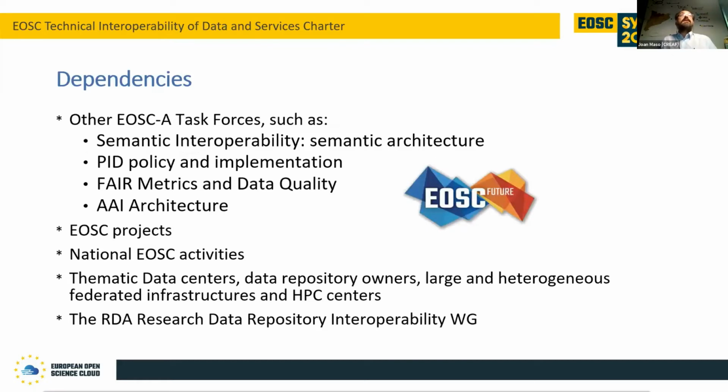Next. We depend, of course, on other activities. We know about that. The semantic interoperability is important for us. The permanent identifiers policy and implementation, the FAIR metrics and data quality, and this thing about authentication, authorization, and the general architecture to engage that. Here, just one project about FAIR metrics and data quality could help us, but there are more. Also, national activities could help us. Thematic data centers, data repository owners, and heterogeneous federations of infrastructures and high-performance computer centers. And there are parallel activities happening in the Research Data Alliance, like the Research Data Repository Interoperability Working Group, and we will keep communicating with them too.